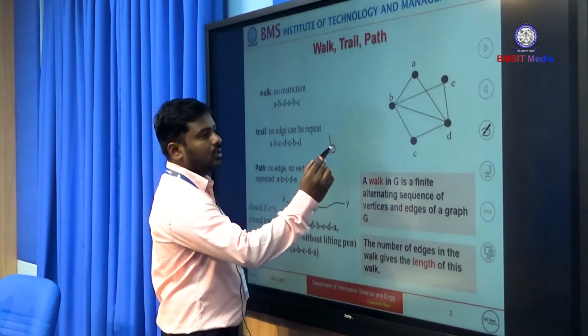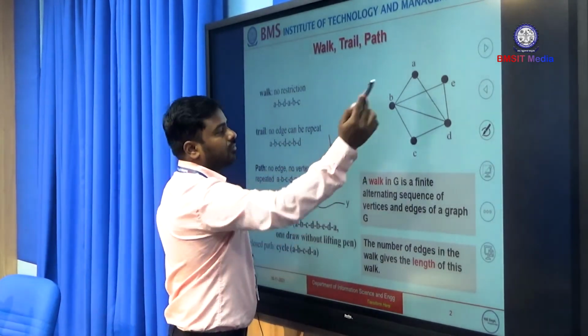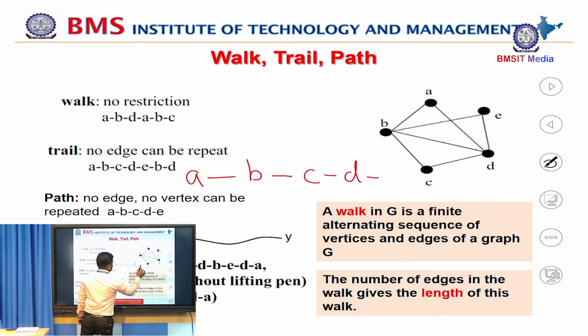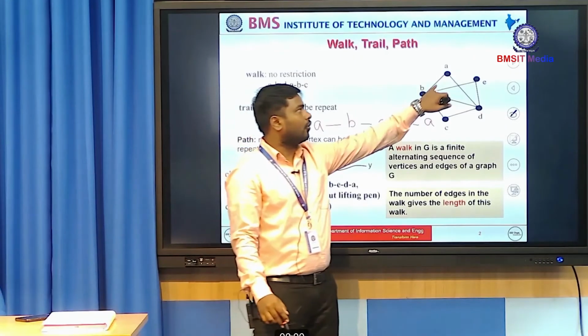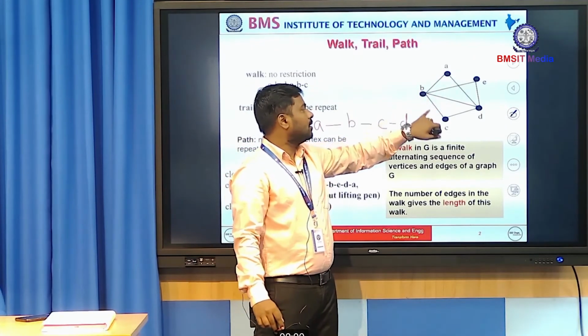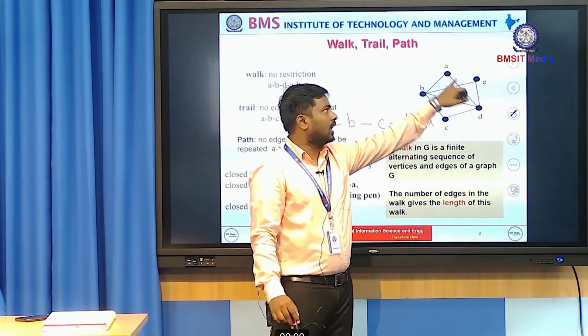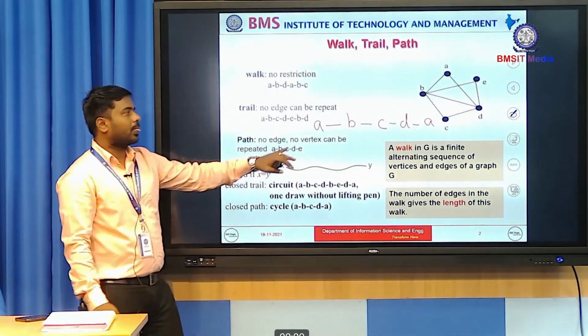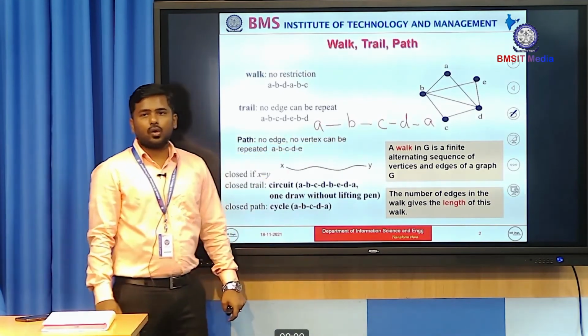Here is an example. Let us say we start from A. So, we reach B, then C, then D, and then A. As you can see, I have started a walk from A, I reach B, B to C, C to D, and again I am going back to the same vertex. Such a walk we can call a closed walk.